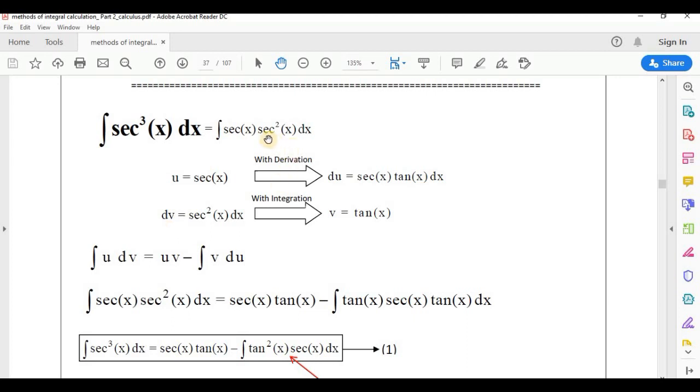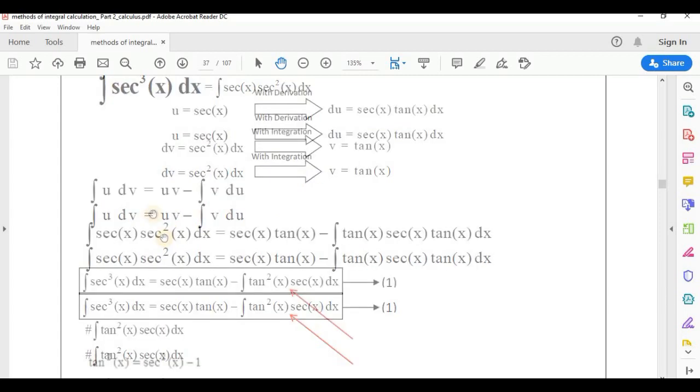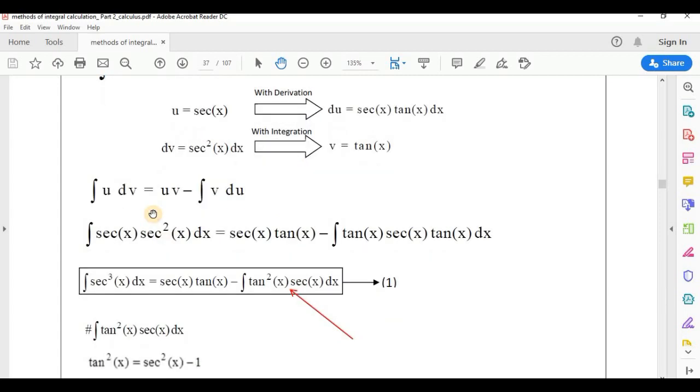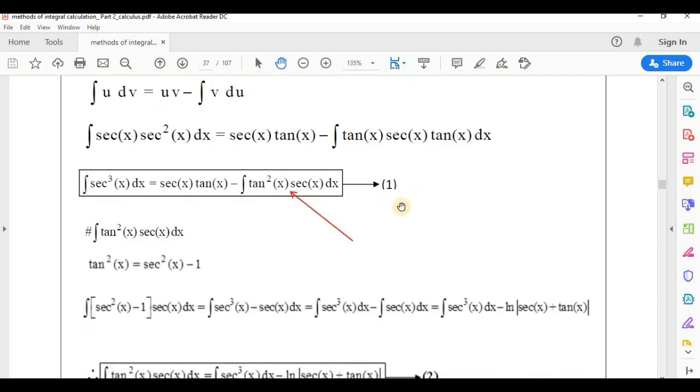And dv, we will take this part for dv. dv equals sec square x dx, with integration, the integral of dv is v, and the integral of sec square will be tan. We will substitute all these values in the integration by parts formula, and after the simplification we will get this result, and we will call it equation number 1. As we notice here, we have a remaining integral. We will try to solve this remaining integral alone.